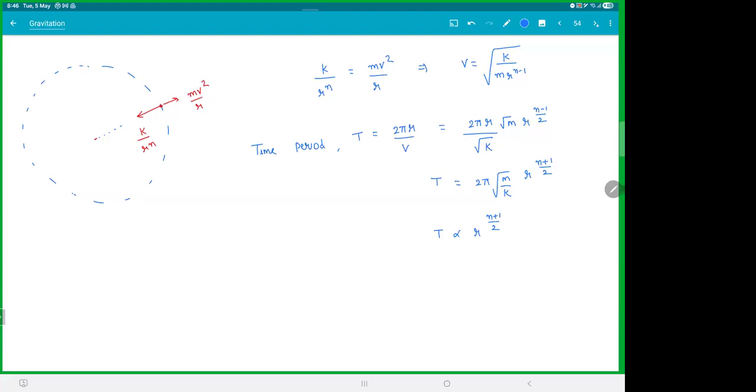K by R power, okay, that looks okay. I think it is right. Yeah, it looks right. But is that the potential energy or the total energy? Total. Okay.